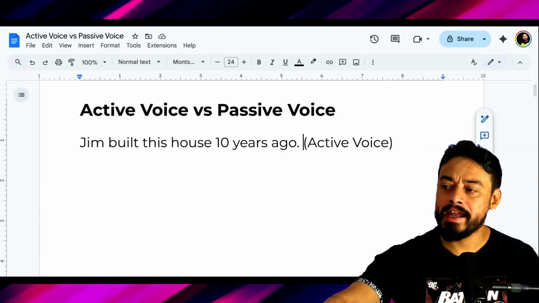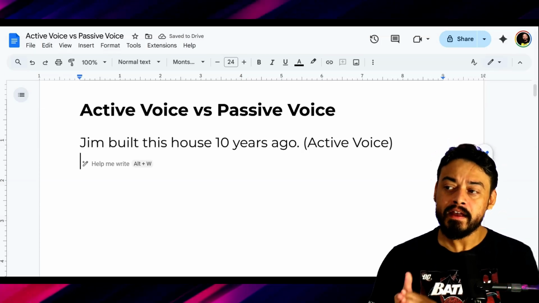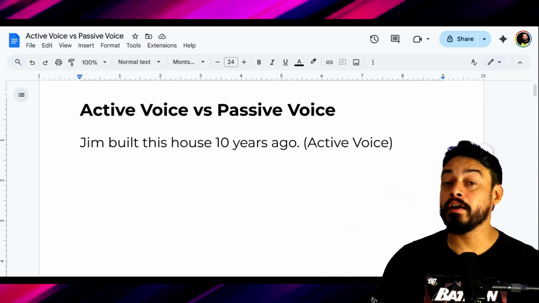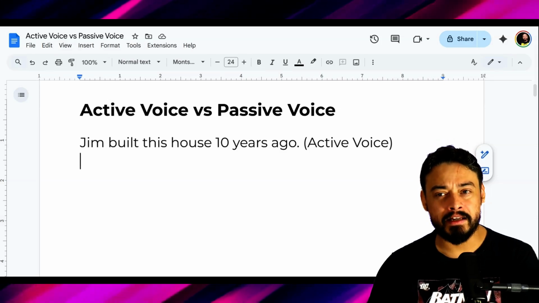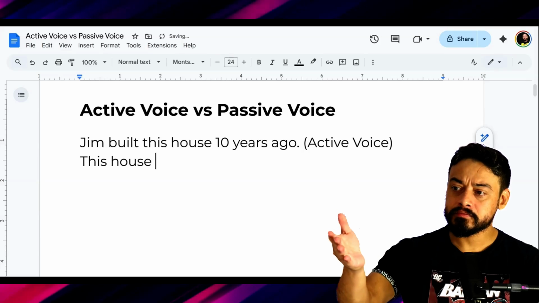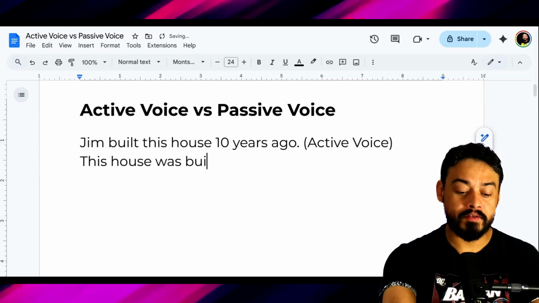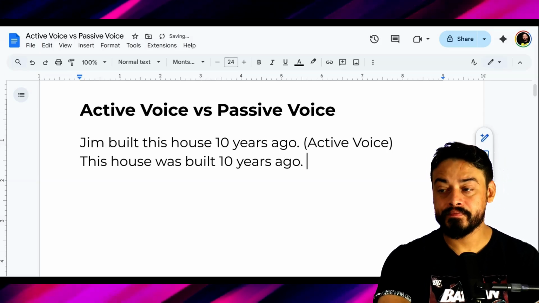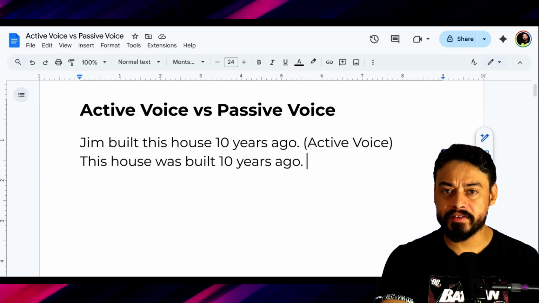Now, if I want to change this to passive, I have to invert the order. If in the first sentence, Jim is my main element, now in the passive voice, the house, the object, will be my main element. So I start with this house. Now, in the past, we would say was built. This house was built 10 years ago. There you go. This house was built 10 years ago. Now, this is in the passive voice.